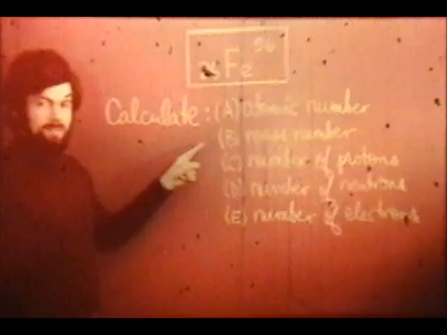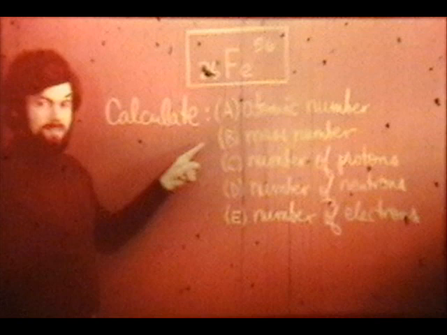See if you can calculate the following. A, the atomic number. B, the mass number. C, the number of protons. D, the number of neutrons. E, the number of electrons.